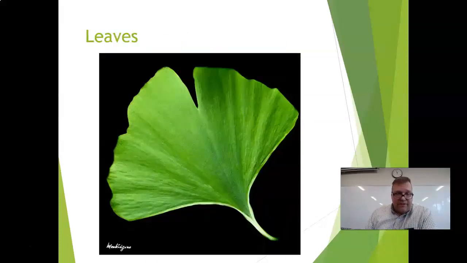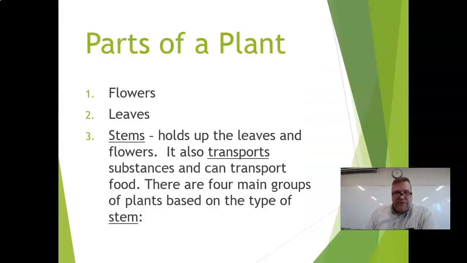Here's an example of what a leaf looks like. Notice how it's broad and green in color. The green color comes from the chlorophyll in the photosynthesis process. All plants have a stem. This is what holds up the leaves and flowers. It also transports substances and can transport food.